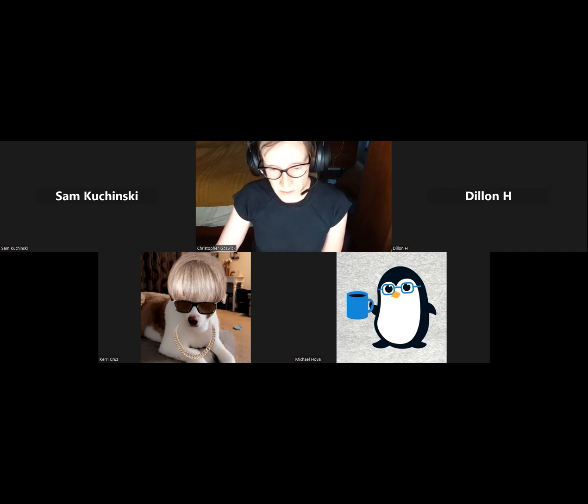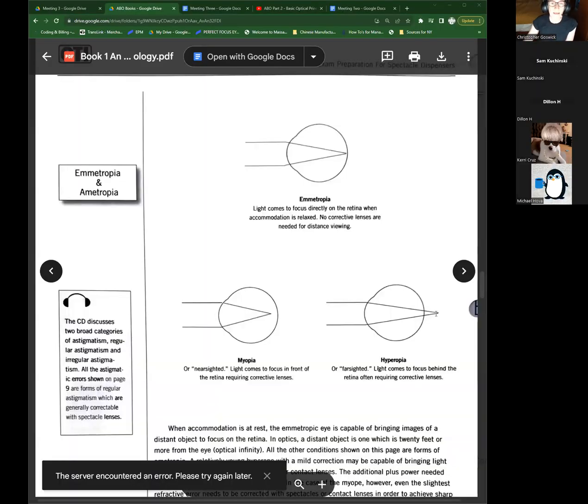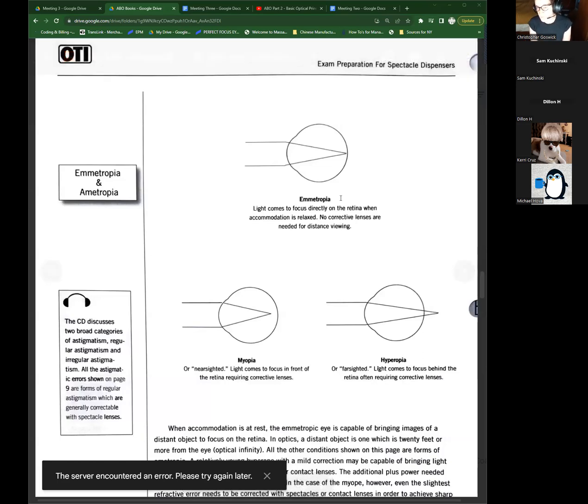Okay, so again, I'm going to just share my screen so we have something interesting to look at here. The next part is basically talking about the different types of vision. Now, you all should be somewhat familiar with this, but I think on both the tech and the optical side, sometimes this is missed a little bit as to what exactly these conditions are. So basically, fairly straightforward.